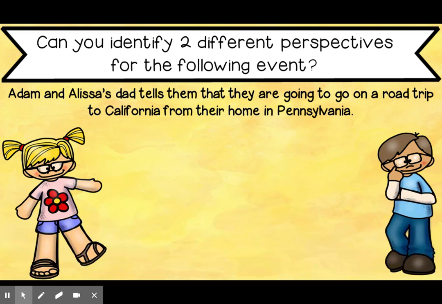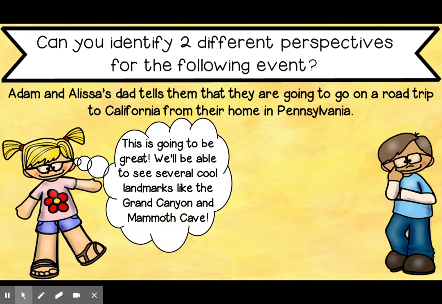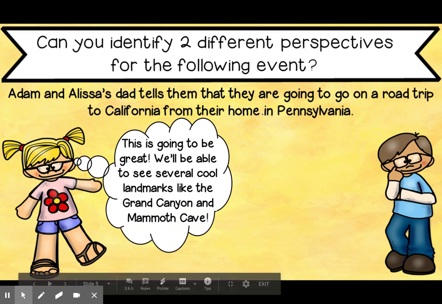Can you identify two different perspectives for the following event? Adam and Alyssa's dad tells them that they're going to go on a road trip to California from their home in Pennsylvania. Alyssa thinks, this is going to be great. We'll be able to see several cool landmarks like the Grand Canyon and Mammoth Cave. So, what do you think Alyssa's perspective is?